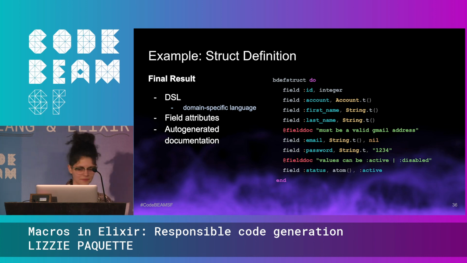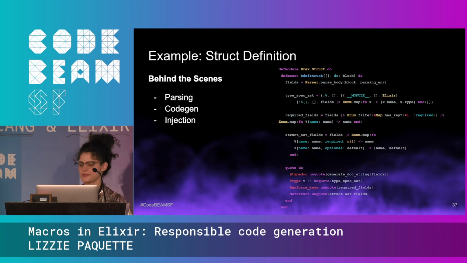This is what we came up with. It is, for all intents and purposes, a DSL. You only specify each field once, and then if you have a default, you write it as the fourth argument on the field line. And we have these field docs that annotate each field. What's cool about those is they are injected into automatically generated documentation. So if you ran ExDoc and generated the documentation for this struct, it would have these individual field docs as well as which fields are optional, which are required, and what their default is, all in the documentation.